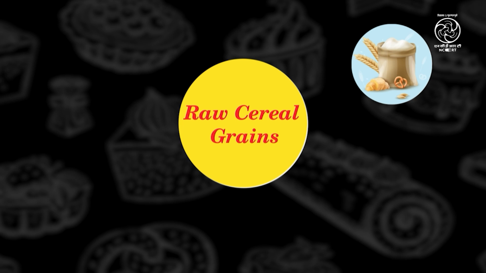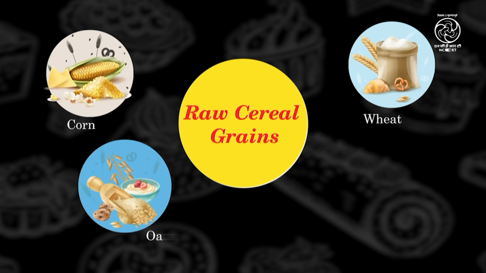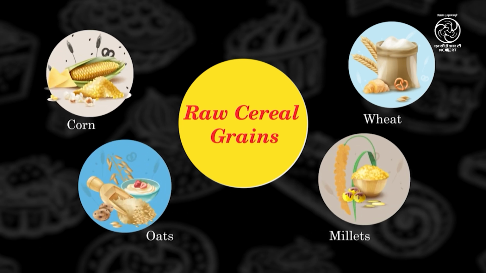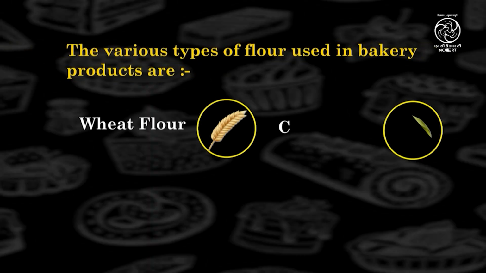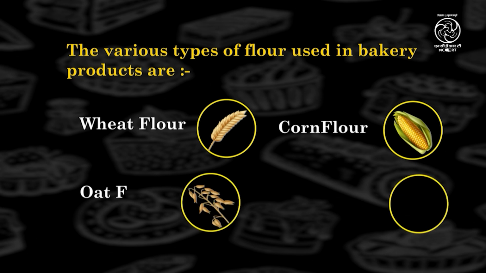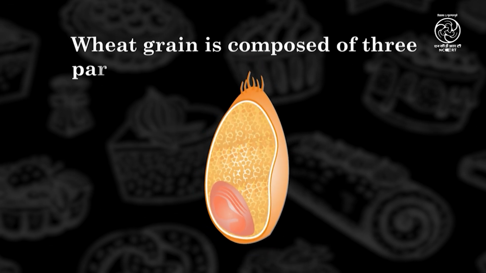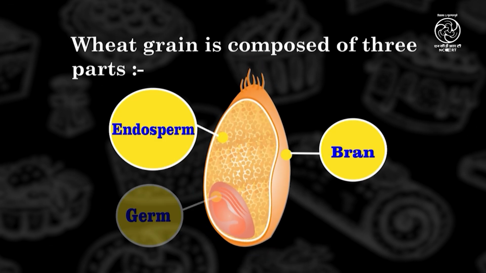Flour is the backbone of the bakery products. It is prepared by grinding raw cereal grains like wheat, corn, oats, etc. into powders of different coarseness. The various types of flour used in the bakery products are wheat flour, corn flour, oat flour, millet flour. The wheat grain contains three parts: the endosperm, the bran, and the germ. And the gluten protein is required for the bakery product.